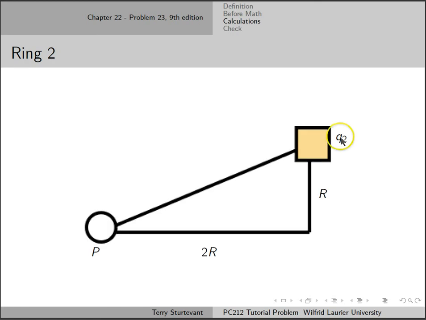Similarly, if we look at the second ring, now we have a charge Q2. Again, the radius is r. The distance from P to the center of the ring is 2r. And so, by the Pythagorean theorem, the distance from P to Q2 is the square root of 2r all squared plus r squared. And the angle, we can call it theta 2.